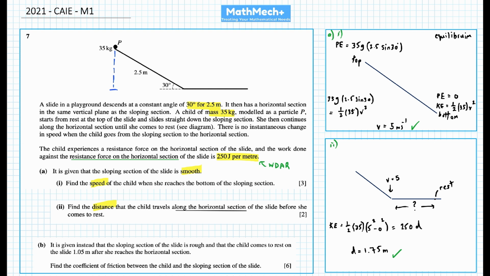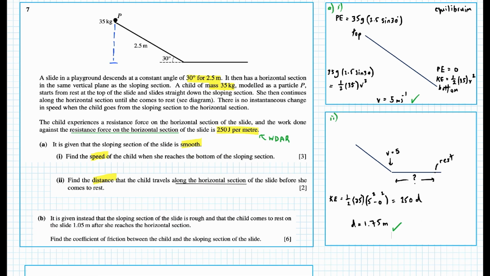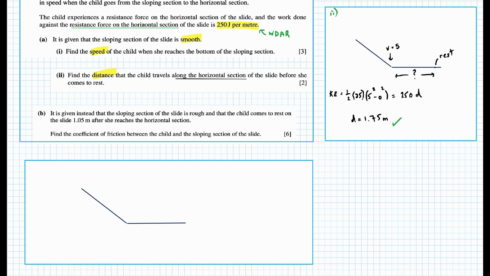So we've one more part, part B. It's given instead, which is insinuating a change, so we definitely have to draw a new sketch. It's given instead that the sloping section of the slide is rough. Okay, so that's changed. It comes to rest 1.05 meters after reaching the horizontal section. Find mu. So your formula F equals mu R, where mu is the coefficient of friction between them.